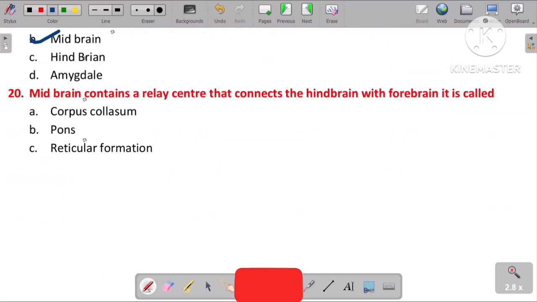So the next question is: the midbrain contains a relay center that connects the hindbrain with the forebrain.